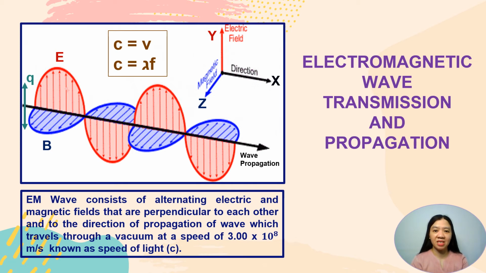All of the electromagnetic waves carry and transport energy through a vacuum at a speed equal to 3 times 10 to the 8 meters per second, a speed value commonly represented by the letter c, known as the speed of light, which is the product of wavelength and frequency.